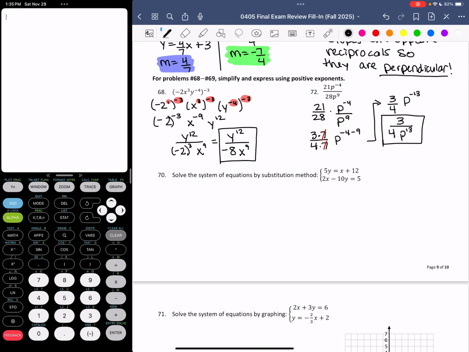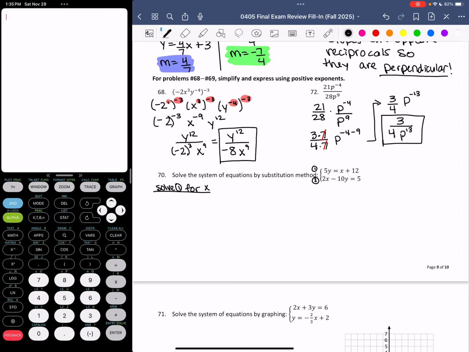Okay. Number 70. Solve the system of equations by substitution method. So we need to choose one equation to solve for one variable, and then we're going to substitute it into the other equation. So let me put a 1 here and a 2 here. I'm going to solve equation 1 for x. Seems the easiest.